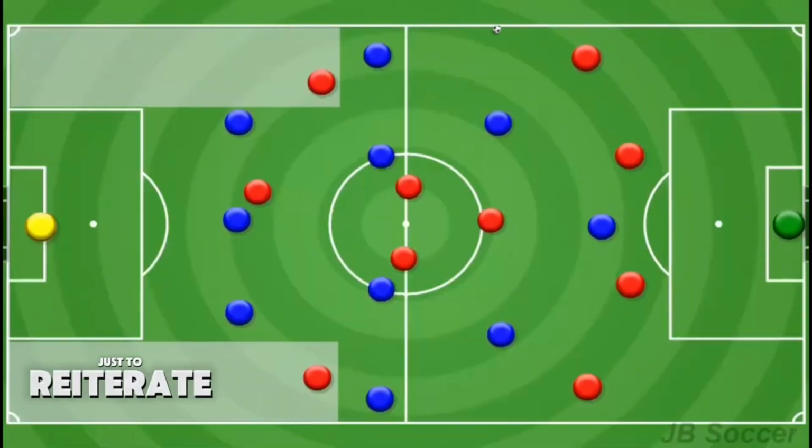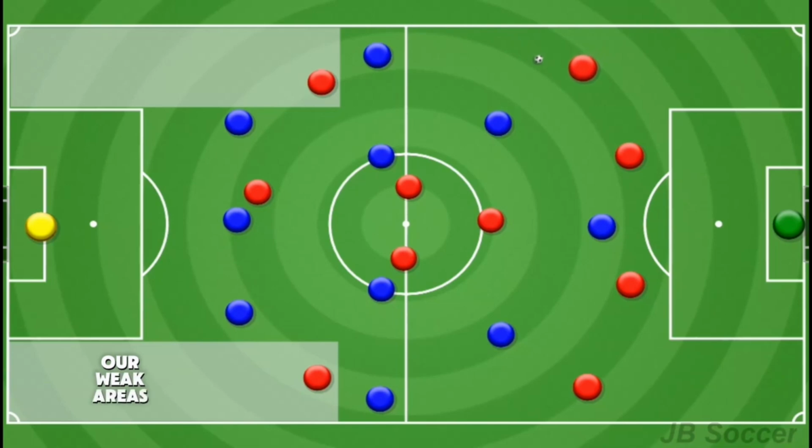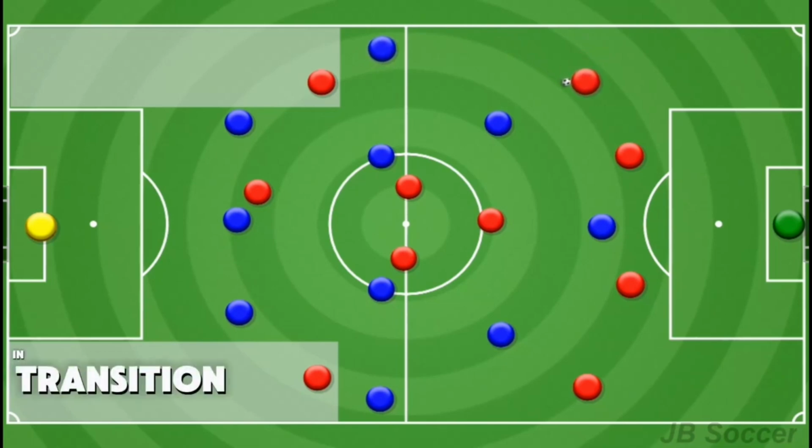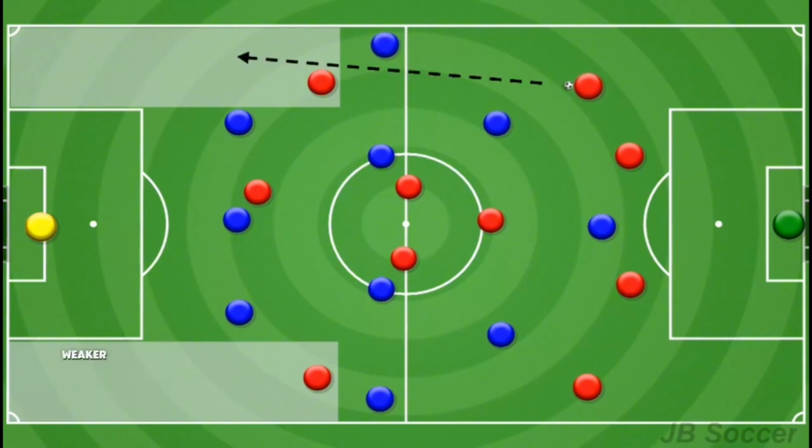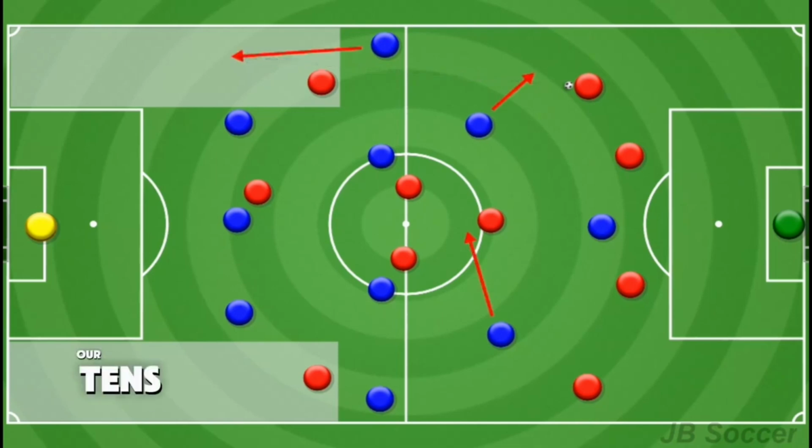So again, just to reiterate, our weak areas are in behind the wing-backs. If they're caught high up the pitch, which can happen in transition moments if you lose the ball, your weaker areas are in behind the wing-backs at the sides of the centre-backs. And if our wing-backs don't press the ball, who else might we want to press? So we're going to ask one of our 10s to press the ball.